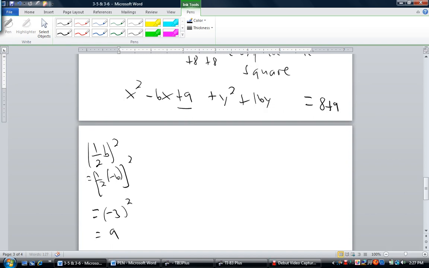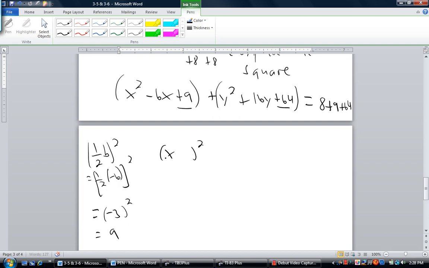Now we're going to do the same thing with the plus 16. We're going to take half of 16, which is 8, and 8 squared is 64. So I'm going to add 64 over here also. And then we're going to factor each one of these trinomials. This x squared minus 6x plus 9, if you remember how to factor, it's going to factor 2 sets of parentheses. And you're going to have the same thing in both of them. But I'm going to give you a little shortcut way.